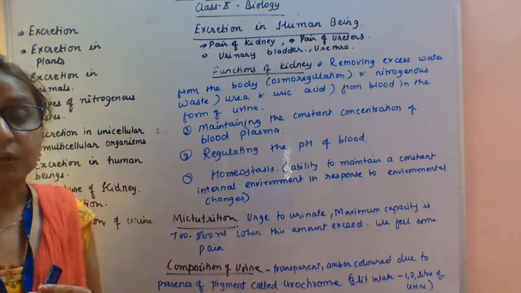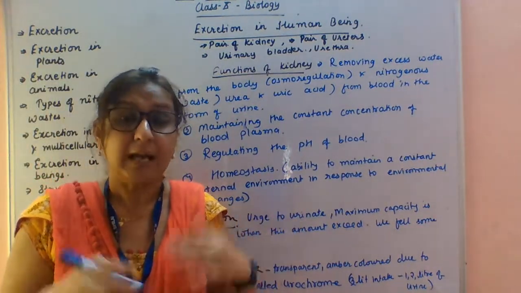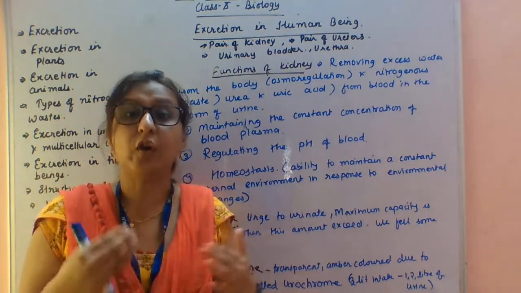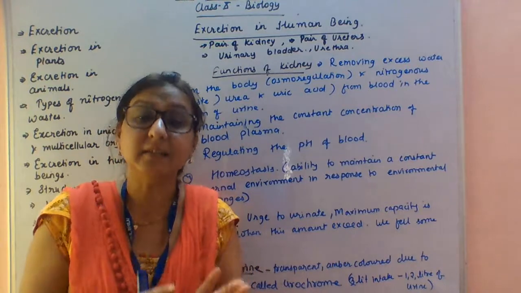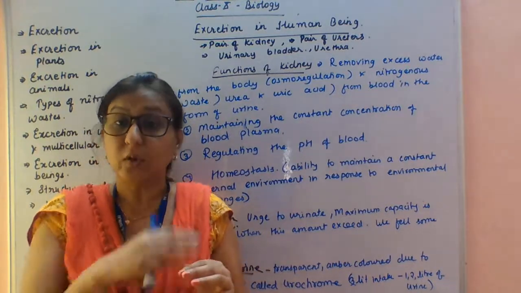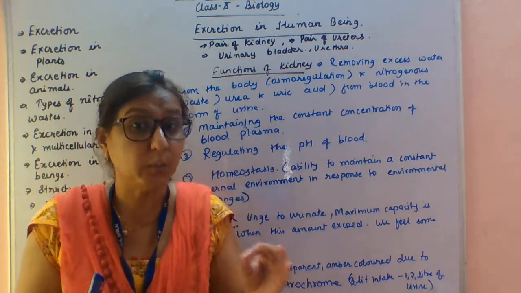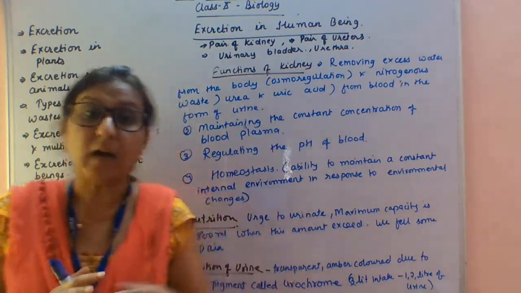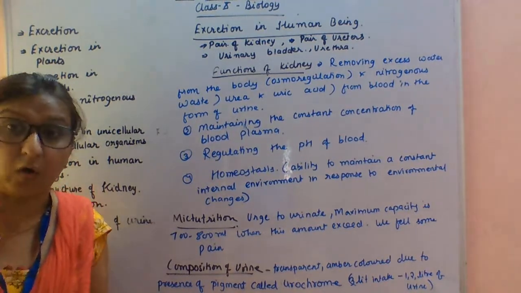Okay, so as I told you, urine formation takes place in the kidney, and the filtration of your body is done by the kidney. The kidney consists of millions of nephrons. Okay, so nephrons are the functional unit of the kidney. Now I will explain what a nephron is and how the nephron functions.